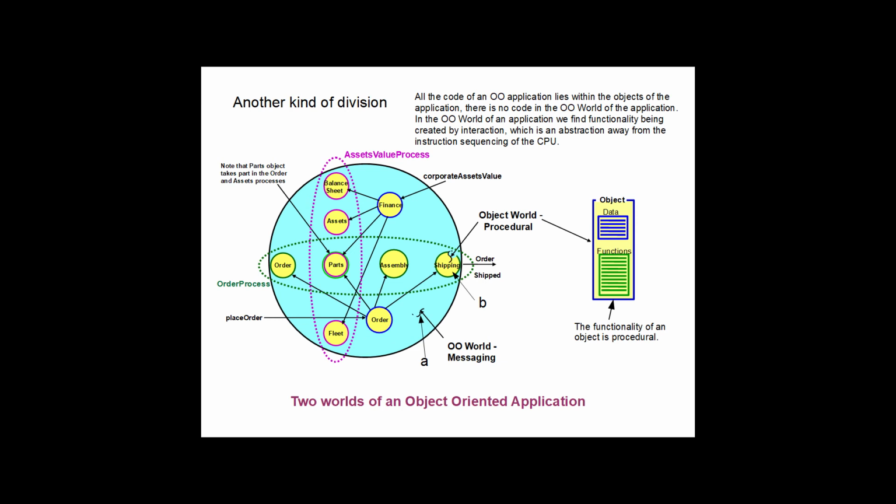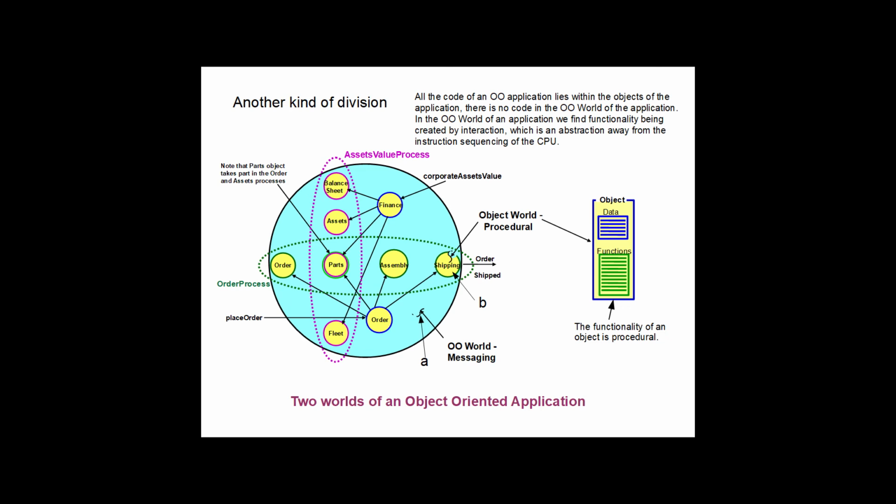What is the significance of these two different points of view? Inside of an object, you are in a procedural world. Objects are procedural entities. External to the objects of the application, you are in a world where there is no procedural code. In fact, in the world of the application external to all objects, there is no code at all. All of the code of an object-oriented application lies within the objects of the application. There is no code in the OO world of an object-oriented application.